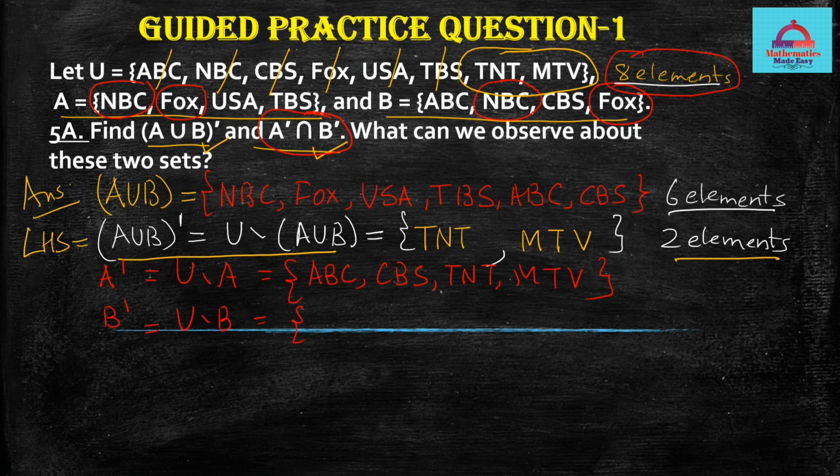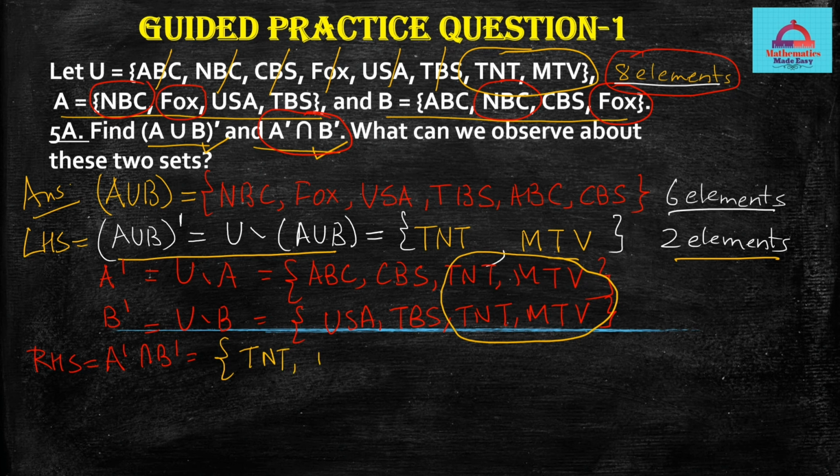In a similar way, let's write B complement. So from the 8 elements, I remove the B. So I'm left with USA, TBS, TNT and MTV. Now I will take the intersection. That's the last and final step for the right hand side. So to reach my intersection, I will change color. ABC is not common. CBS also is different. So we can easily see that only 2 elements are common, which are TNT and MTV.